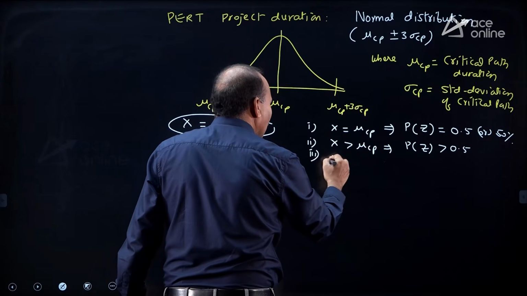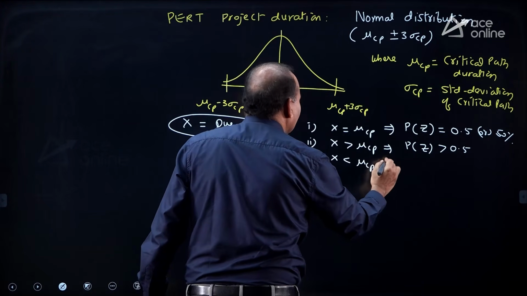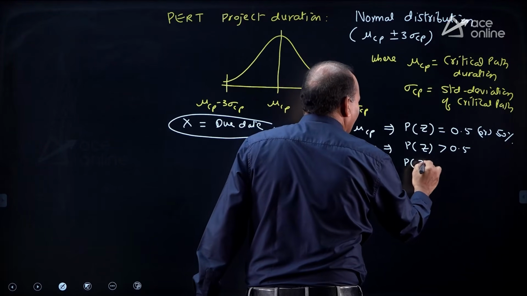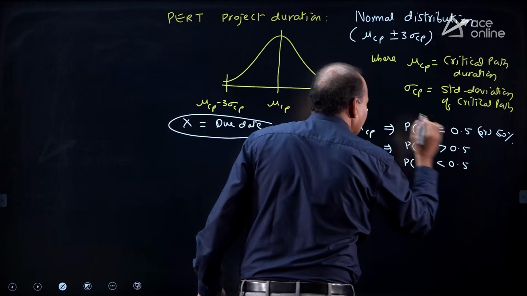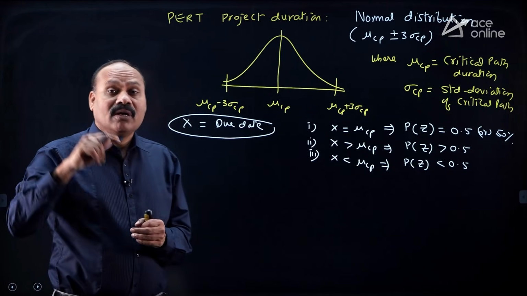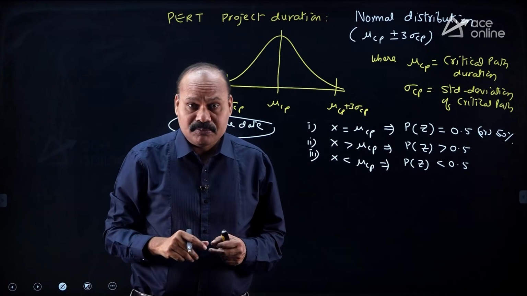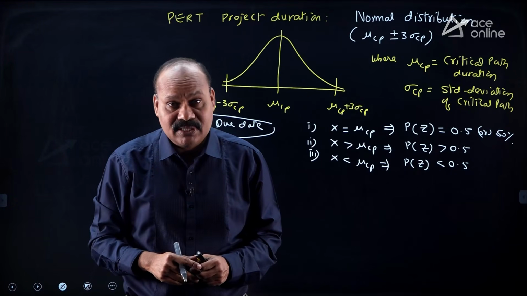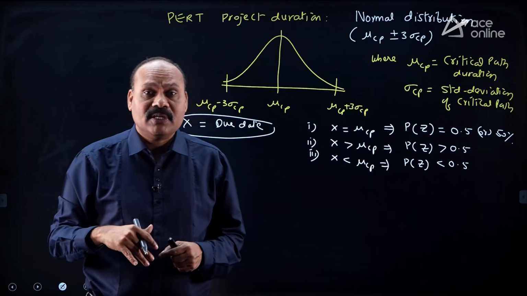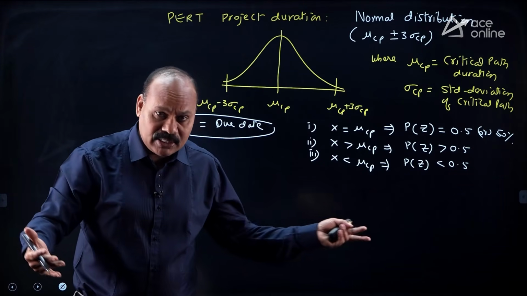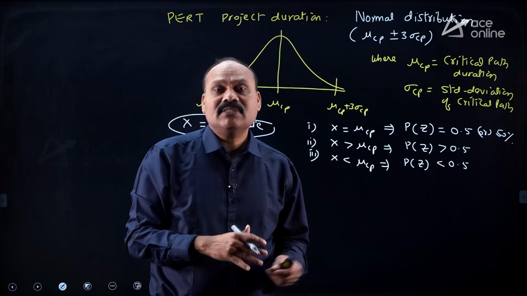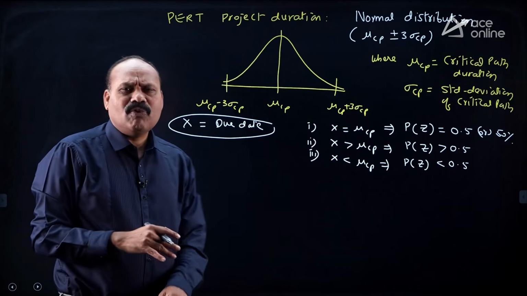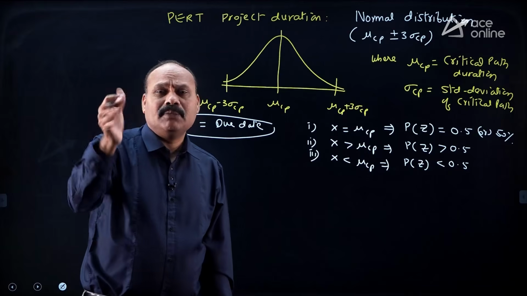Suppose x value is less than critical path duration. Less than critical path duration means left-hand side. So probability of completion is less than 50%. In examination, the critical path duration may be given to you. What is the probability of completing the project within the critical path duration? Answer is 50%. What is the probability of completing the project in more than critical path duration? 50% above. Less than critical path duration means less than 50%. And to the maximum extent, we may find questions related to PERT only.